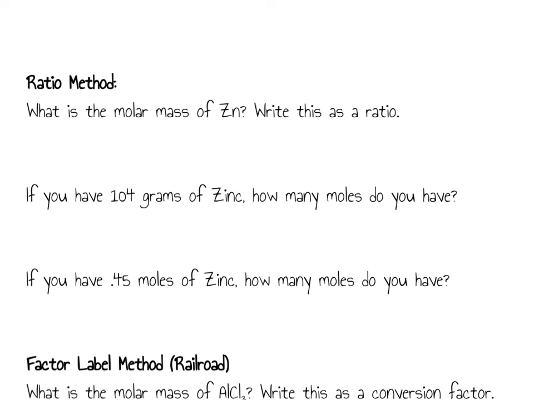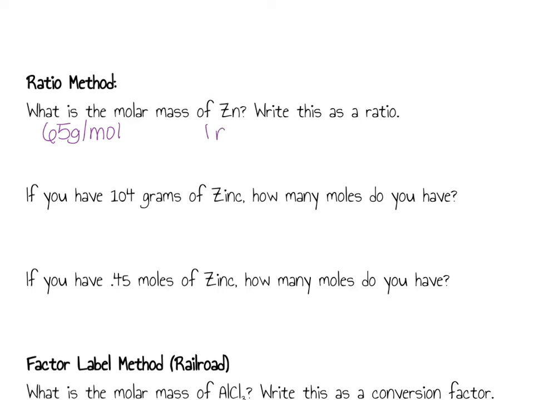To solve this one, we're going to do the same thing. We're going to get the molar mass from the periodic table. So if I look at my periodic table, I see that zinc has an atomic mass of 65 grams. So I'm going to write that as 65 grams per mole. And then I need to write this as a ratio. And I can write this two different ways.